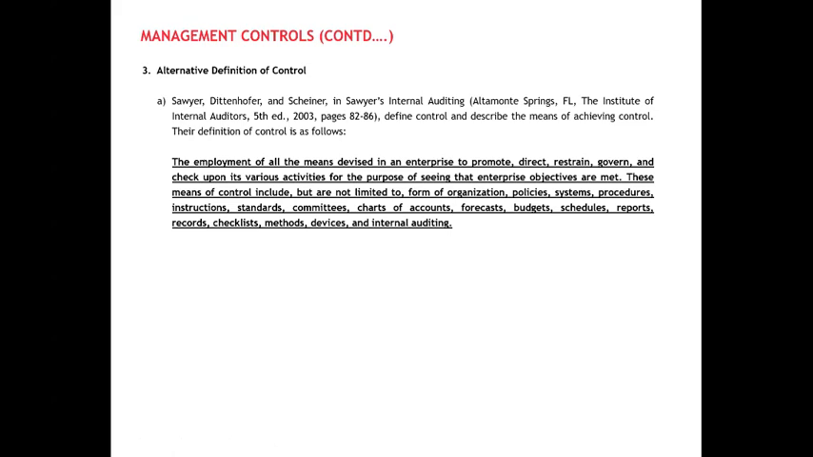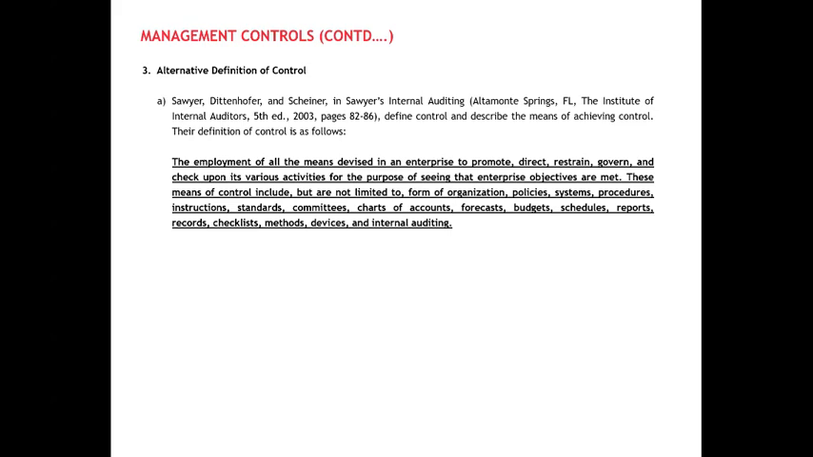Internal auditing is also a type of control. What we go and do is check control. It's a control over controls. So at the end of the day, controls are there to ensure that objectives are met.